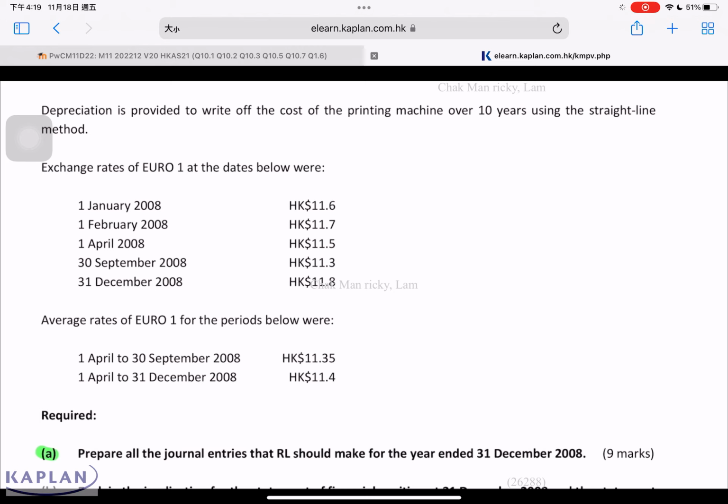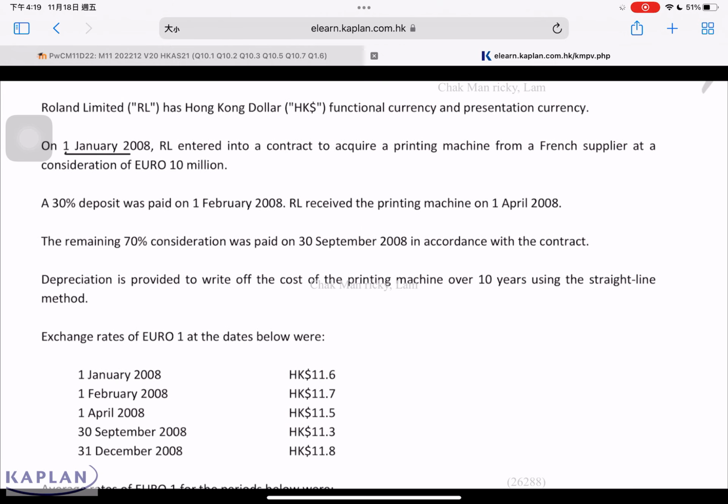For Part A, we are required to prepare the journal entry for the year ended 31st December 2008, 9 marks. On 1st Jan 2008, RL entered a contract to purchase a printing machine for 10 million euro. The functional currency for this entity is Hong Kong dollar. This is considered a foreign currency transaction. Foreign currency transactions must apply HKAS 21.